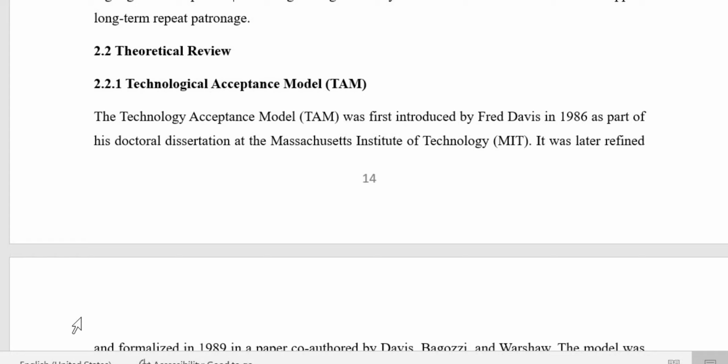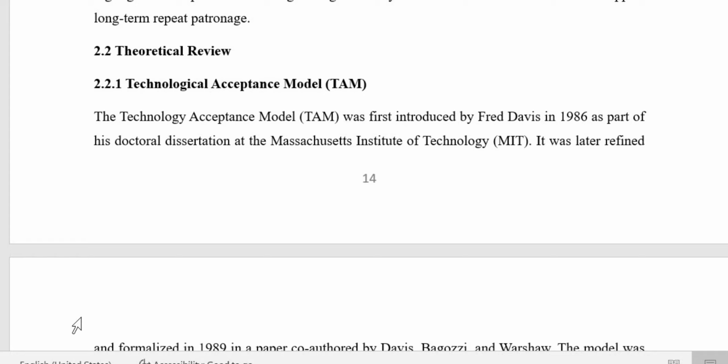Now, the technological acceptance model is telling us about the invention of ICT. Don't forget that the e-commerce platform is an element under the invention or introduction of ICT. If there's no ICT, we will not have something like an e-commerce platform. And that is what the technological acceptance model theory is talking about.